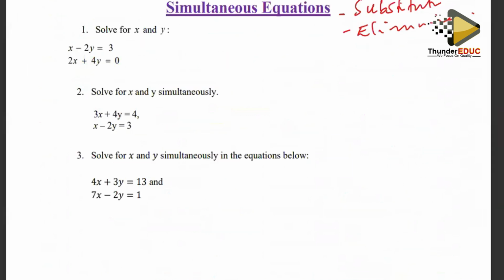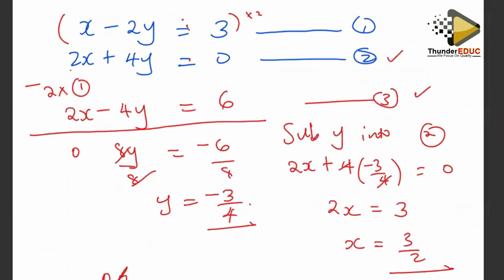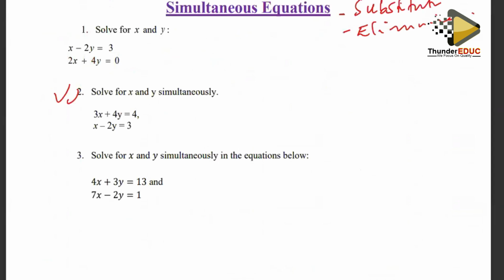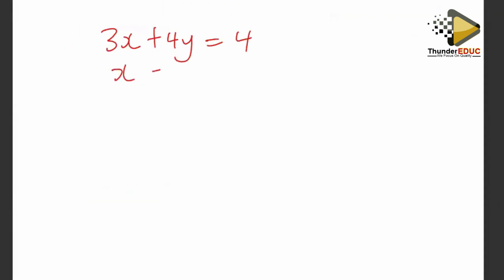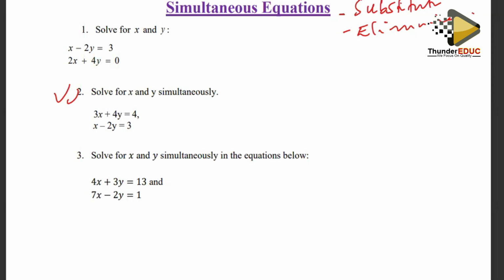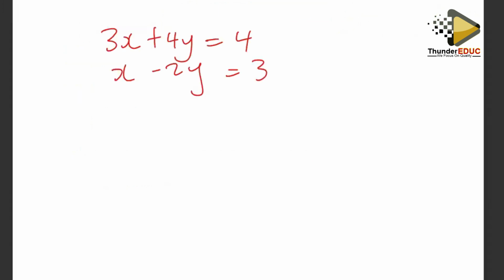Number 2, question 2. 3x plus 4y is 4. And then we have x minus 2y is 3. So call that equation 1. Let's call that equation number 2.